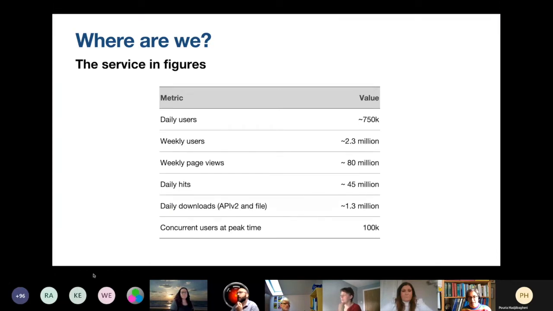So where are we now? This is our service in figures. The service is for the public largely. We've got 750,000 daily users and 2.3 million weekly users with 80 million weekly page views, daily hits of 45 million, downloads of data at 1.3 million a day. And at the peak time of 4 o'clock, when we release the new data, we're looking at 100,000 concurrent users hitting that site. That obviously presents us with some challenges, which Poria will go into in his section of the talk.